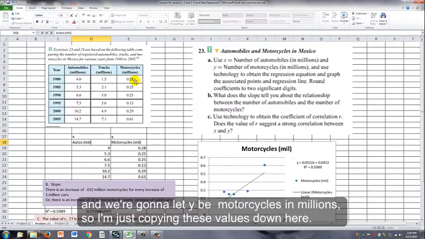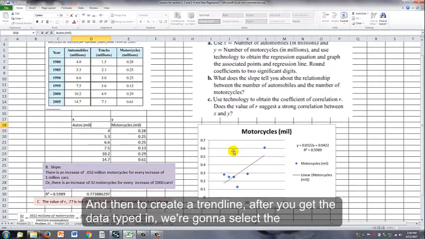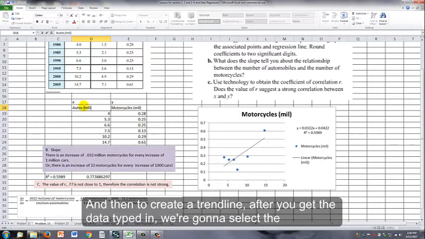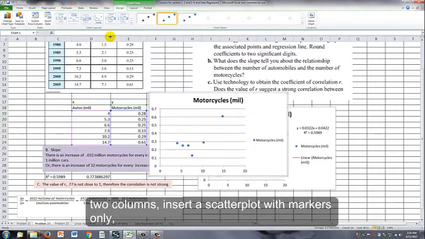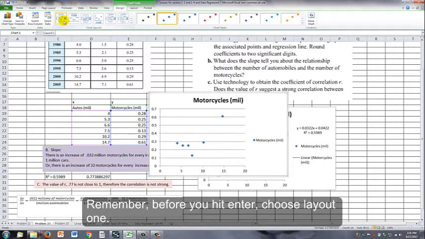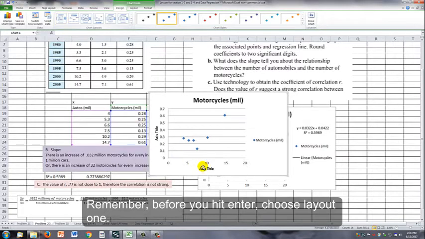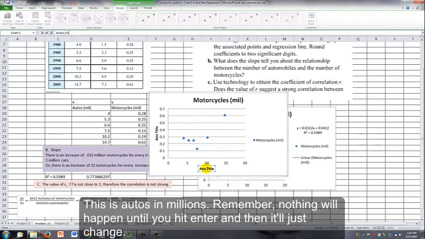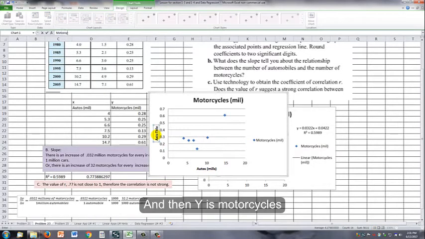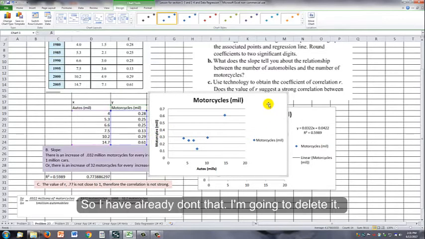So I'm just copying these values down here, and then to create a trend line after you get the data typed in, we're going to select the two columns and insert a scatter plot with markers only. Remember, before you hit enter, choose layout 1. Just click once on the axis title. This is autos in millions. Remember, nothing will happen until you hit enter, and then it'll just change. And then Y is motorcycles in millions. Okay, so I've already done that, and we delete it.